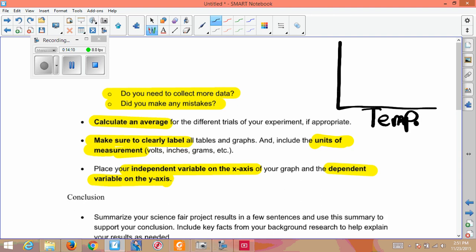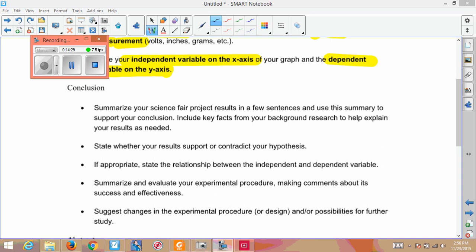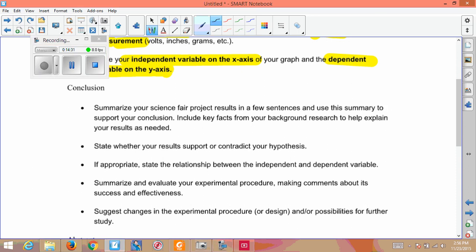Alright, so that brings us to the conclusion. Now the conclusion is very important, because this is where you tie everything together. You tie the research, the hypothesis, the data, the analysis of the data. All of it comes together in the conclusion. It's one of the most important parts of your report.